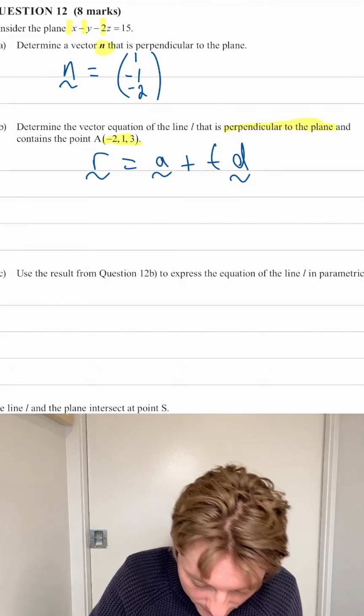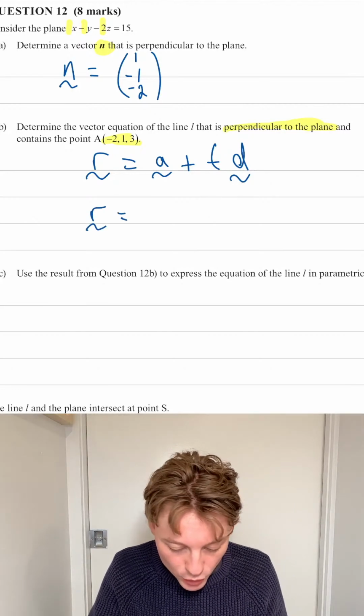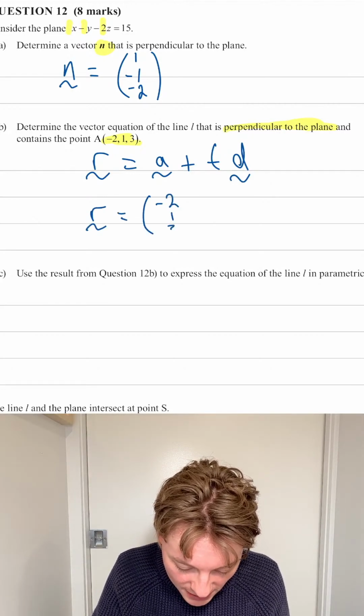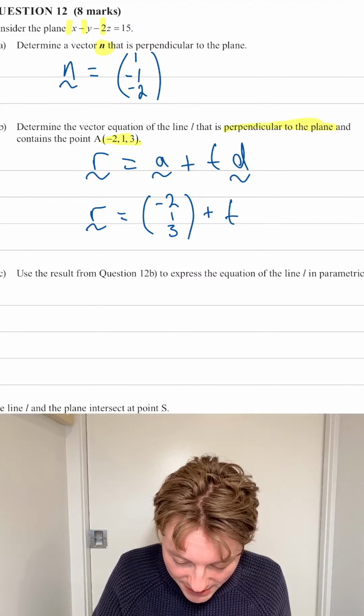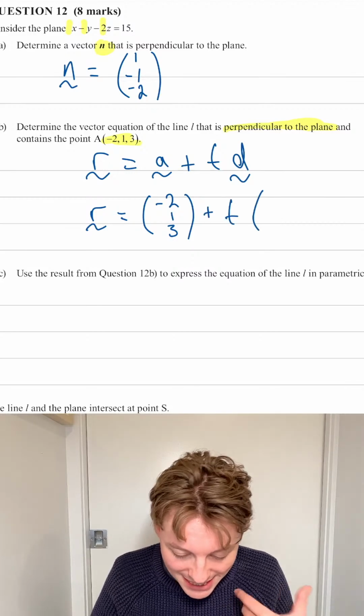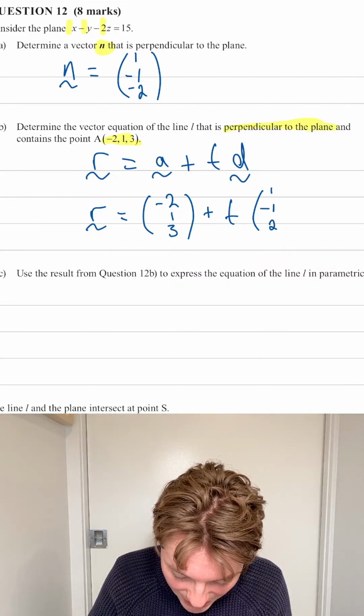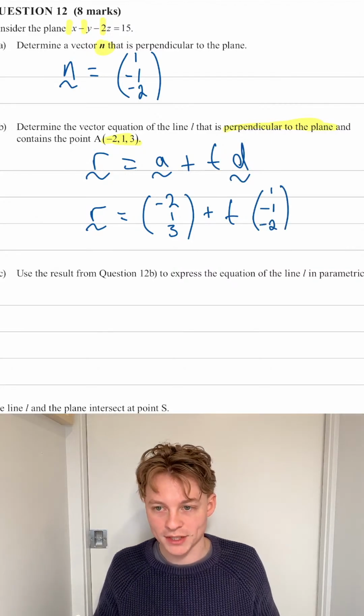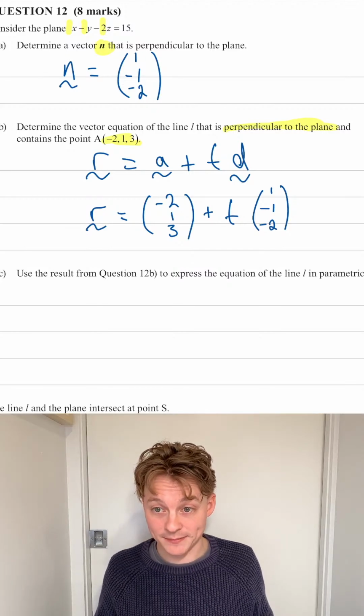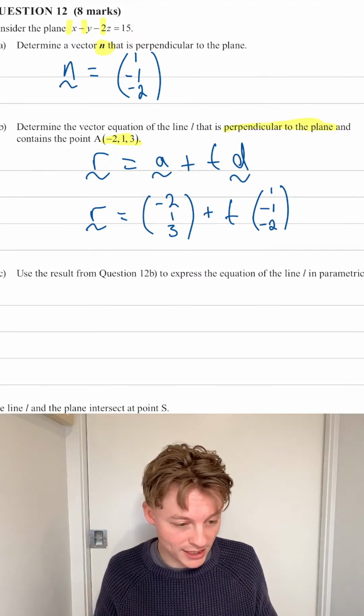I'm just plugging in numbers, right? This is simple, familiar. Hopefully if we know the theory, we should be able to get the answers right relatively easily. a comes from the question, d comes from my normal vector, that is 1, minus 1 and minus 2, sorry, not 2, minus 2. That's my answer. That is literally my answer. I do not need to do any more.